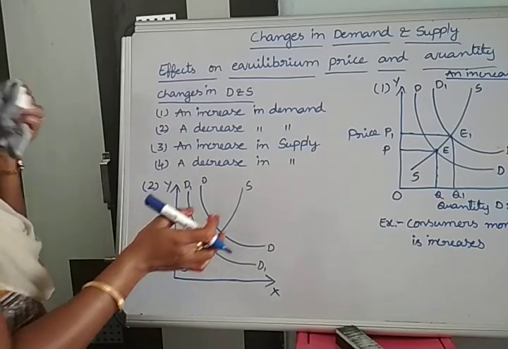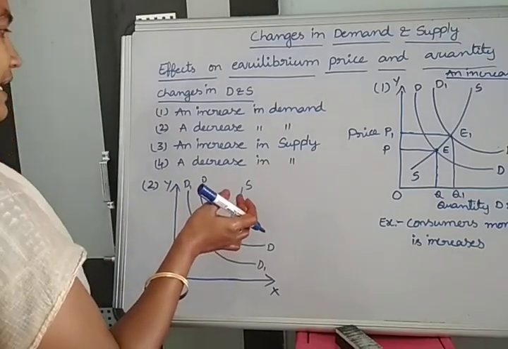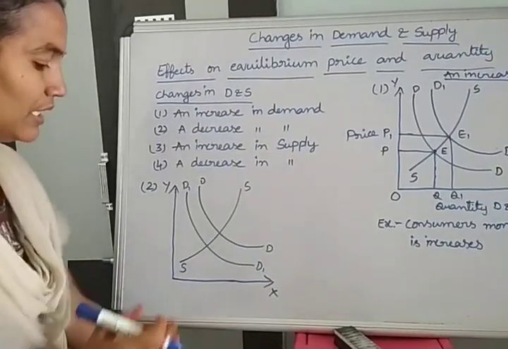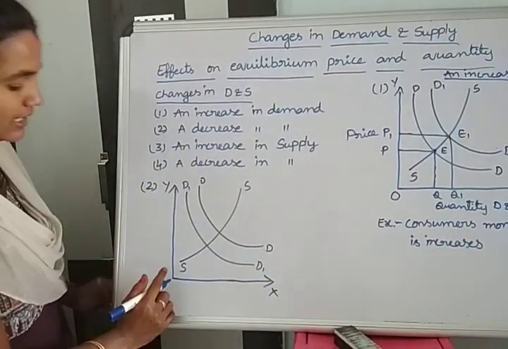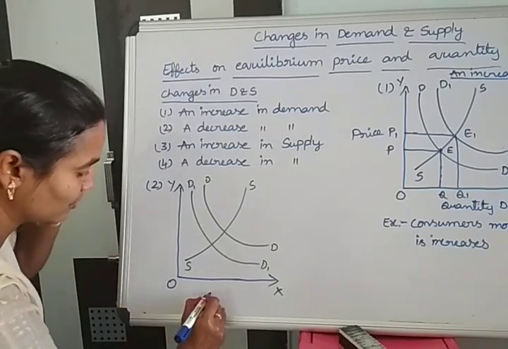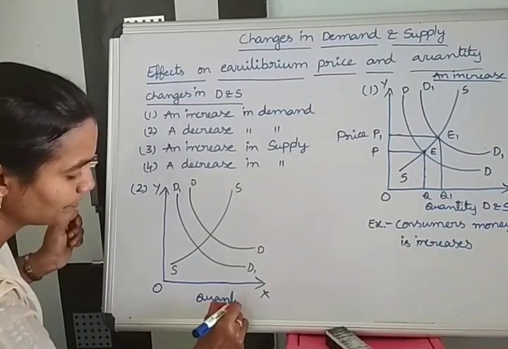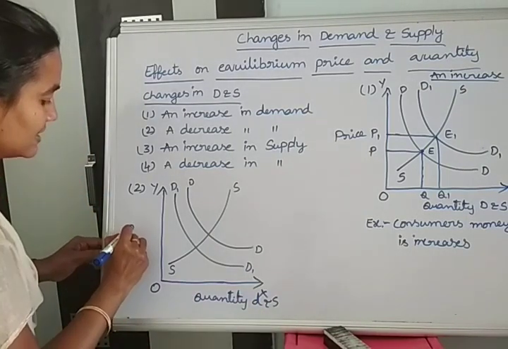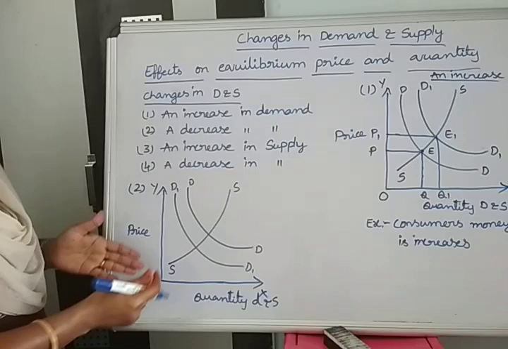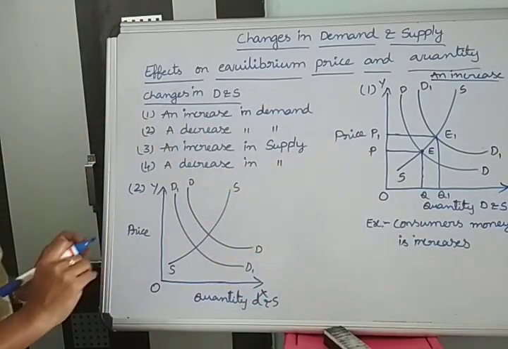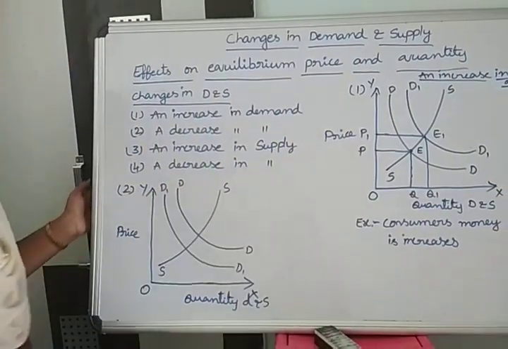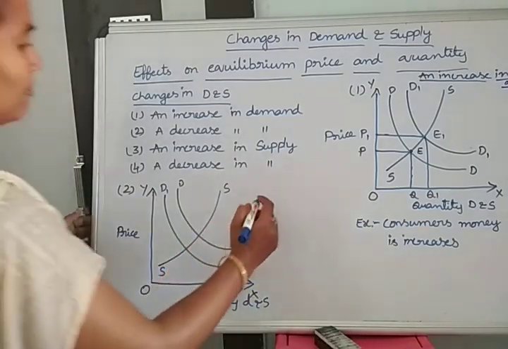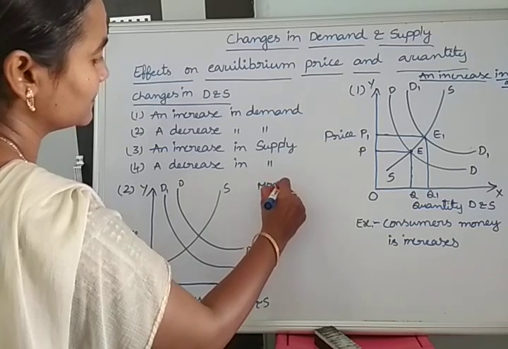Decreasing demand is nothing but the demand curve shifting to the left side. Based on this situation, now we are showing one more diagram, where the x axis is quantity demanded and supplied, and the y axis is price. Here we take one example: the money income of the consumer increased, which is the main reason for increasing demand. Now, oppositely, we take one more example: the money income of the consumer is decreased.